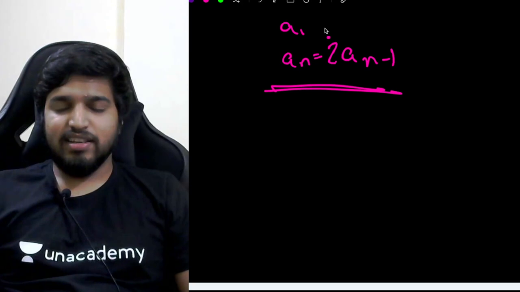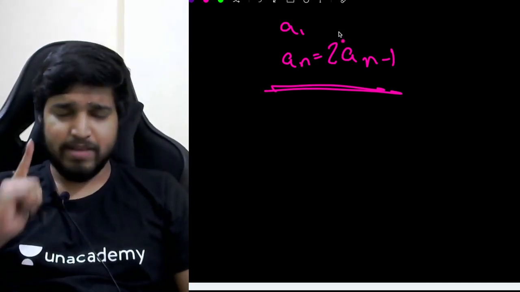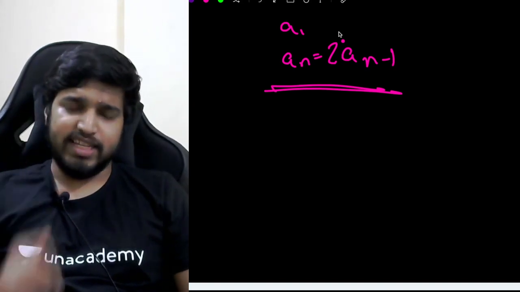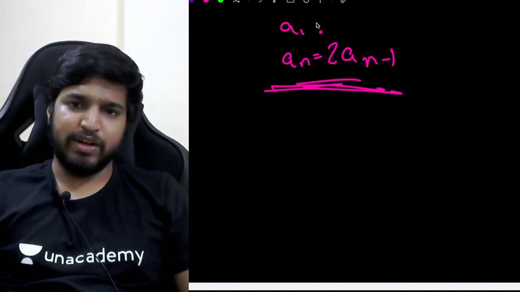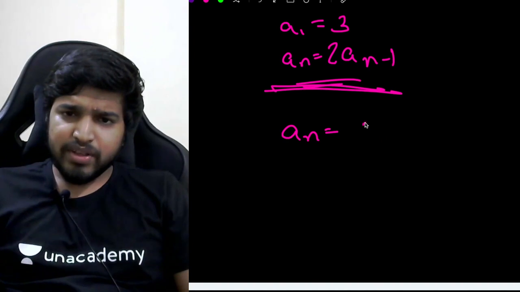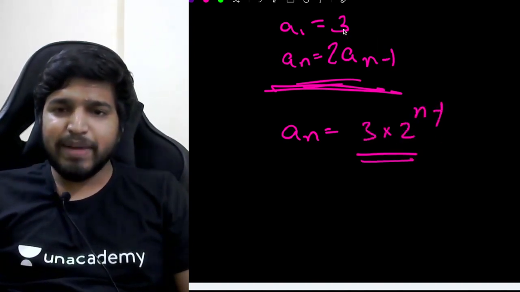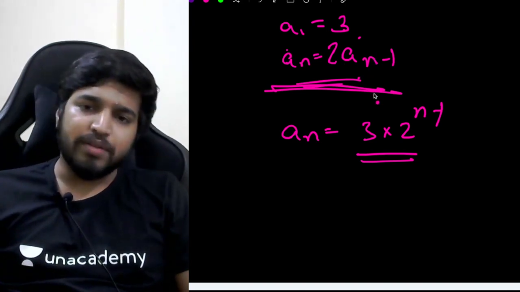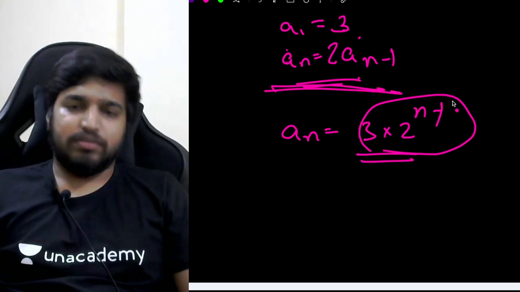Say the base case. A linear recurrence should always have a base case. Have one base case or more base cases depending on the recurrence. If there's only one term here, you suffice with one base case. A1 equals say 3. Then you can see an equals 3 into 2 to the power n minus 1. Every time 3 is being doubled. A2 is 3 into 2, A3 is 3 into 2 square, A4 is 3 into 2 cube. So the pattern is 3 into 2 power n minus 1.